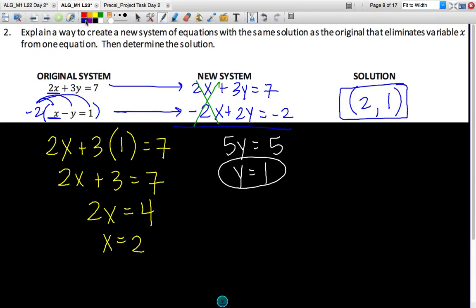So as you can see, on exercises 1 and 2, we got the same solution, which is correct because we were working with the same system. There is just multiple ways to solve it algebraically, and specifically we use the elimination method on both of these exercises. In one exercise, we eliminated variable y, and in this exercise, we eliminated variable x.